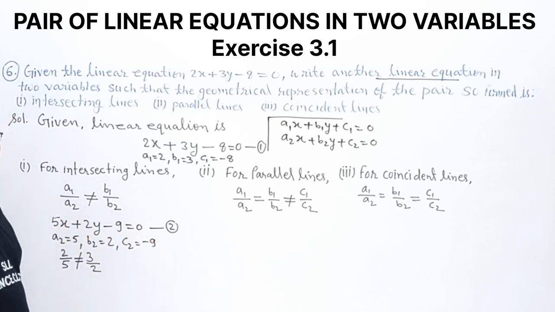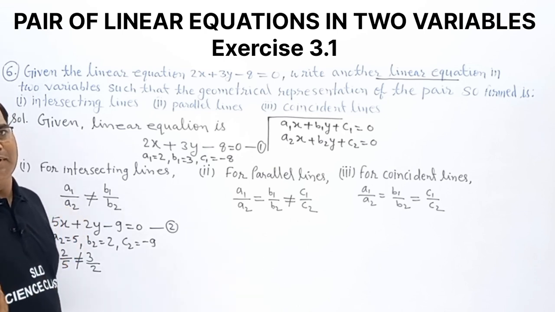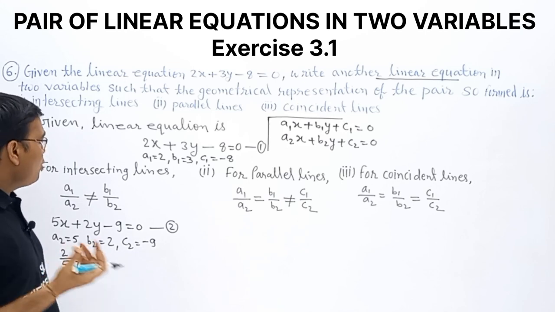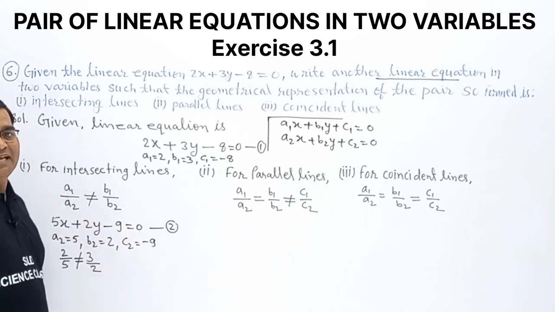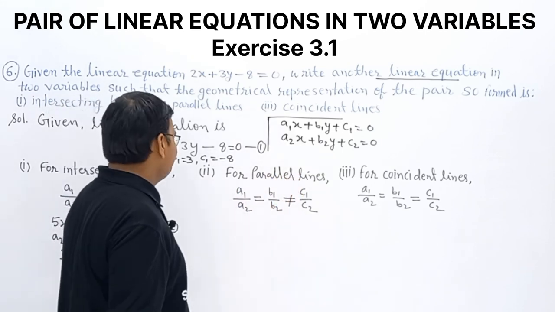So the other linear equation will be this one. Any other can be considered; I am considering this one. Another can be considered and the answer will be different. So many linear equations we can use there. Clear?